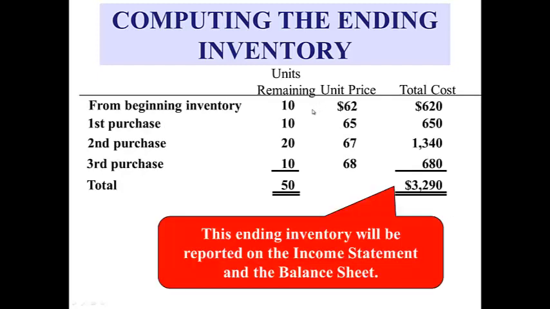Likewise, from the beginning inventory, we had 10 units left in ending inventory at $62. From the first purchase, we had 10 units of inventory at $65 a unit. From the second purchase, we had 20 units at $67 a unit. And from the third purchase, we had 10 at $68 a unit. When these are multiplied out and added up, we know our ending inventory cost is $3,290.